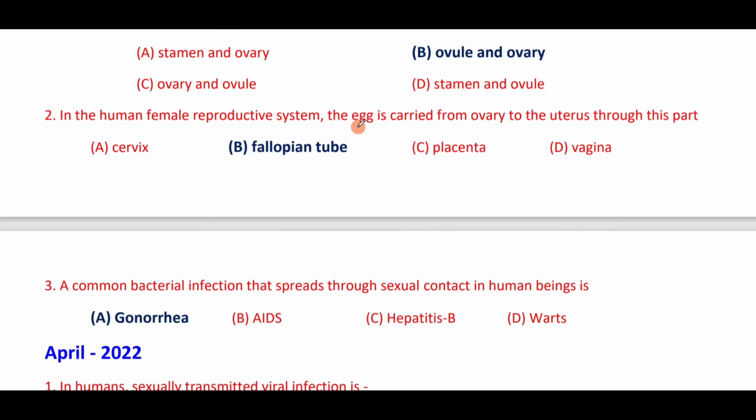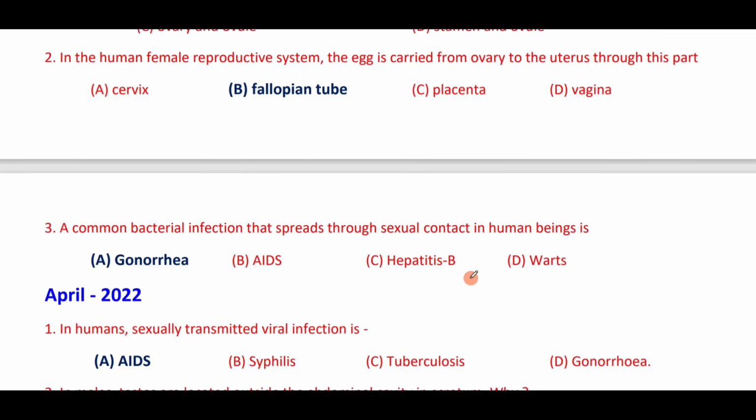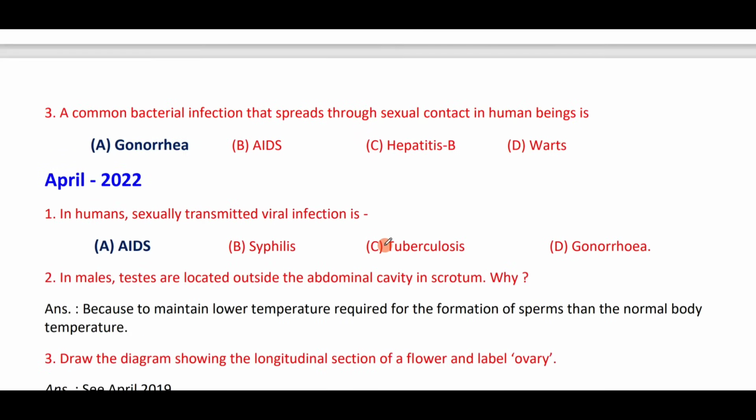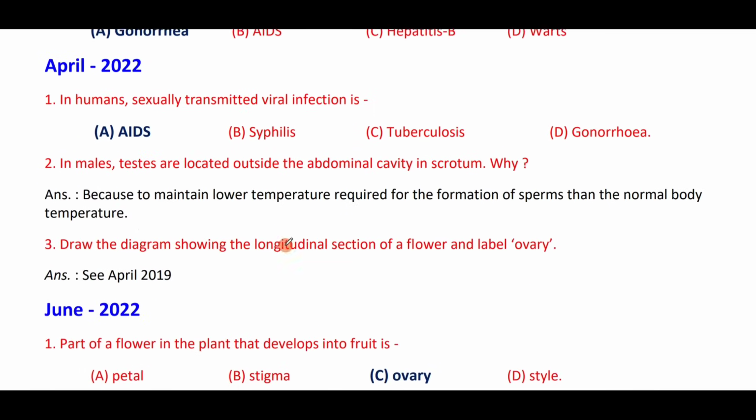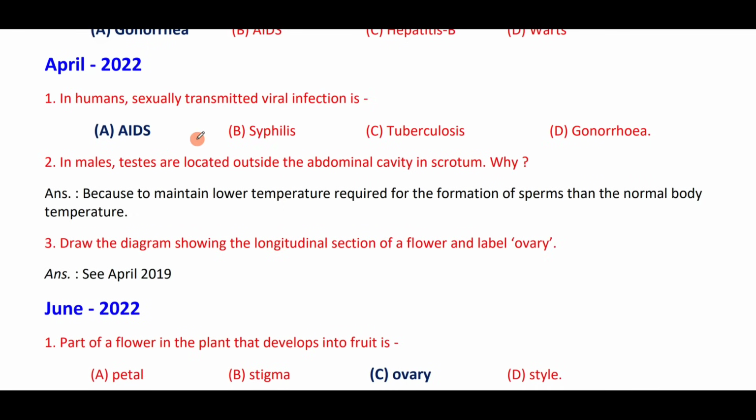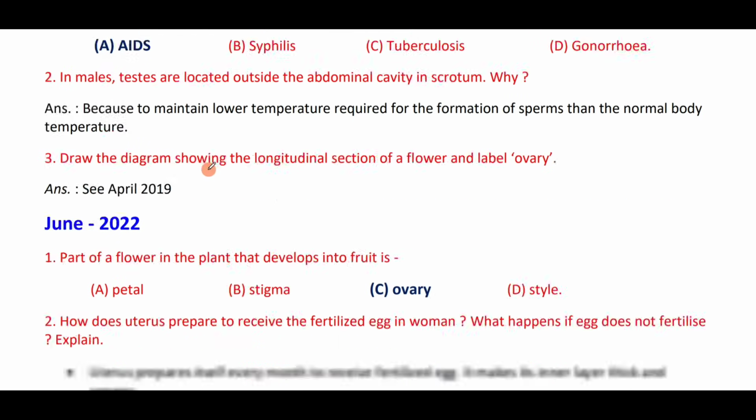A common bacterial infection that spreads through sexual contact in humans is gonorrhea; the others are viral infections. In humans, a sexually transmitted viral infection is AIDS, acquired immunodeficiency syndrome. In males, testes are located outside the abdominal cavity in the scrotum. Why? To maintain the lower temperature required for the formation of sperms than the normal body temperature, hence the testes are located outside the abdominal cavity.